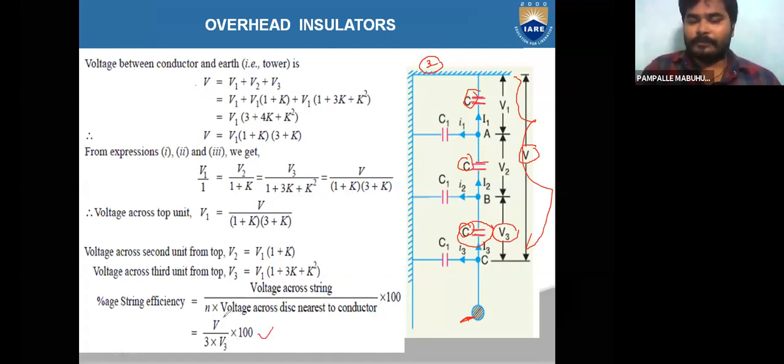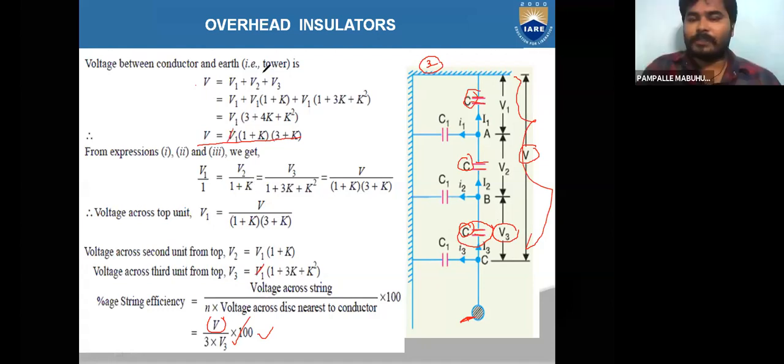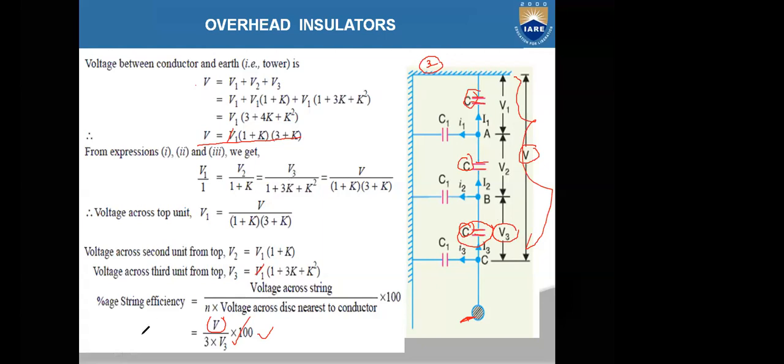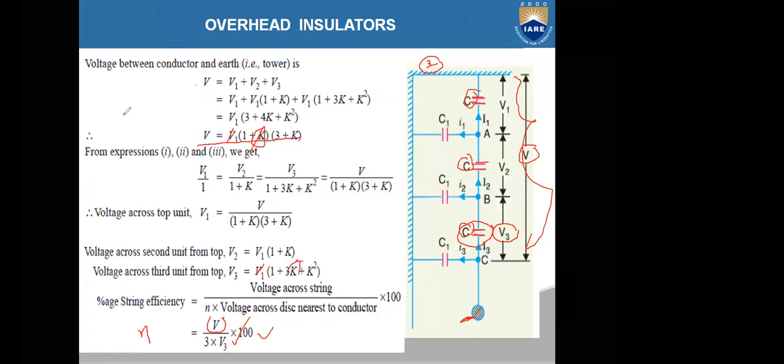Now this total voltage V is equal to V1 into (1 plus K) into (3 plus K). In a similar way, V3 was also developed: V3 is equal to V1 into (1 plus 3K plus K square). So V1 will get cancelled, and the string efficiency will be (1 plus K) into (3 plus K) by 3 into (1 plus 3K plus K square). So the string efficiency depends upon the value of K. What is K?